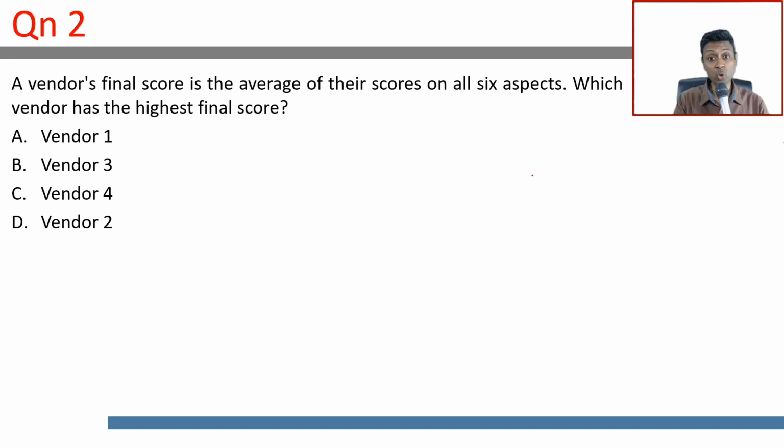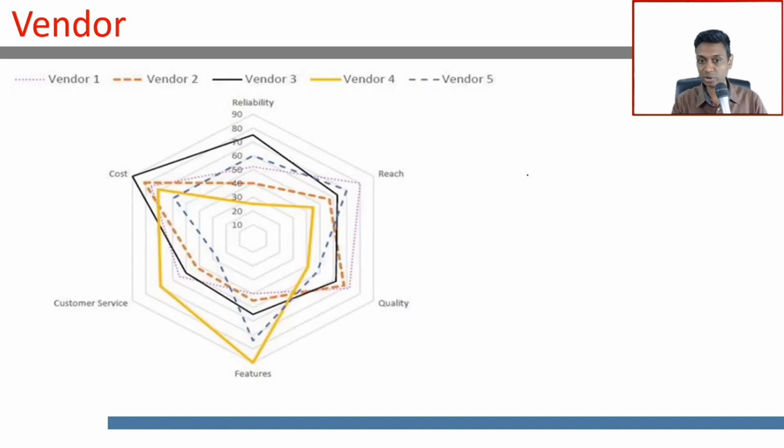A vendor's final score is the average of their scores in all 6 aspects. Which vendor has the highest final score? We're worrying only between 1, 2, 3, and 4. And I'm going to look at 1 and compare it with 2. 1 is pink. Right? 2 is brown. I'll go step by step. Pink and brown almost same. Pink higher, almost same. So this and this will go away, cancel against each other. Fine. So this and this will probably cancel out.